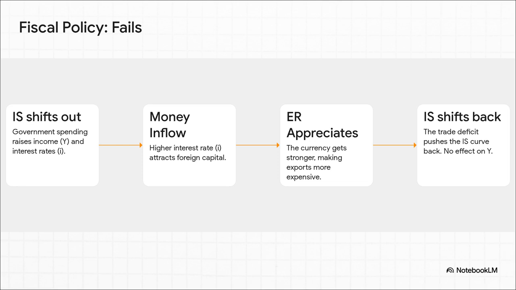First, that new spending pushes the IS curve out, which starts to raise domestic interest rates. Now, those higher rates look really tasty to foreign investors, so money flows in, strengthening the local currency. But then, and this is the kicker, a stronger currency makes the country's exports more expensive for everyone else, so they buy less. And finally, that drop in exports pushes the IS curve right back to where it started. The final result? The initial boost is completely canceled out, or crowded out, by the fall in exports. There's zero net change to national income.